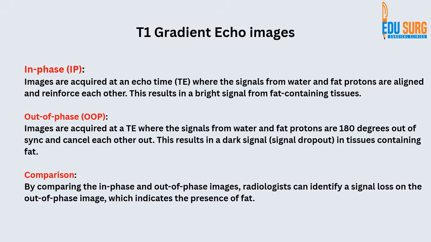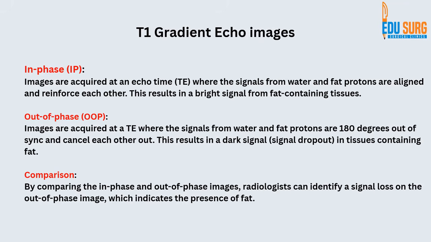Out of phase image: if you take a gradient echo image which is out of phase, that means the protons that are at 180 degrees from each other, basically water and fat, cancel each other out. So the fat loses signal in the areas which contain fat as well as water. Okay, so in the out of phase image, the bright fat that is seen in the in phase image looks darker. So when you compare in phase and out of phase, radiologists can identify a signal loss which indicates that the area contains fat.